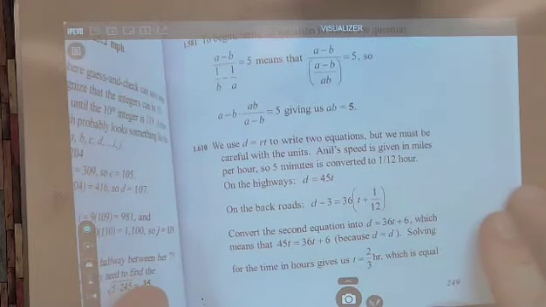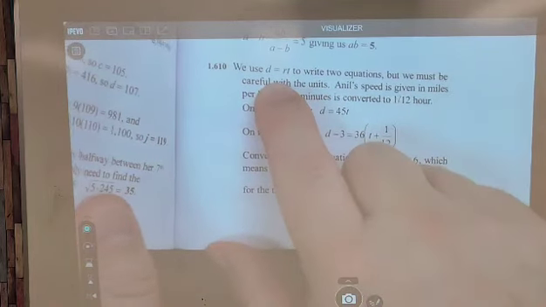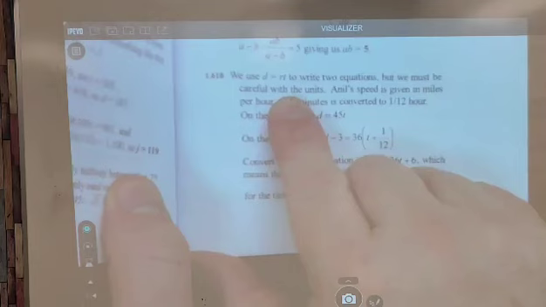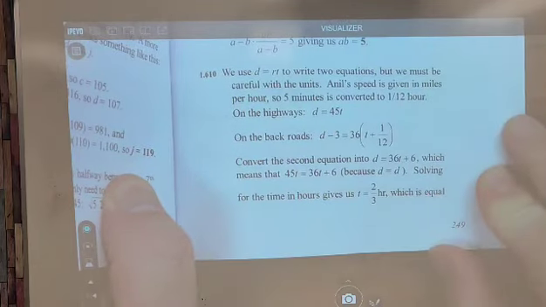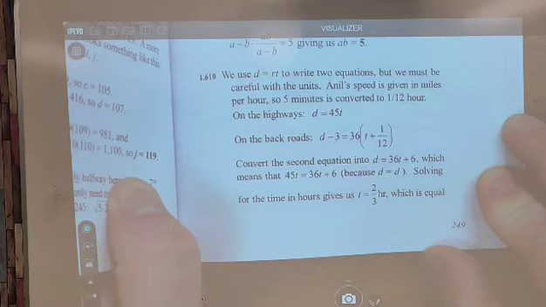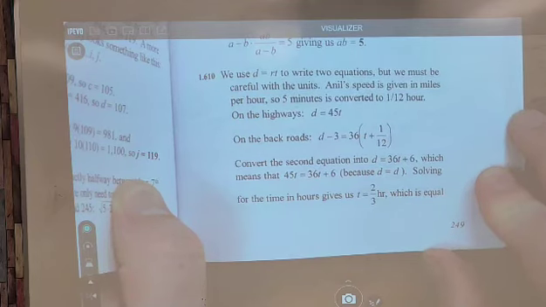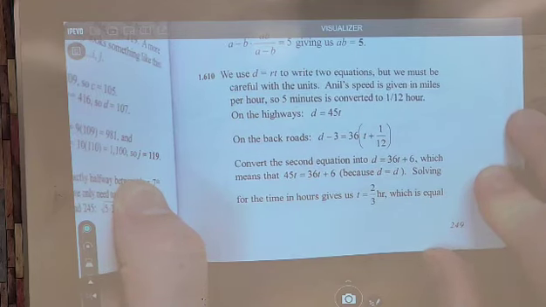Okay, so yep, they say we use D equals RT, sorry, this thing is so slow, to write 2 equations, but we must be careful with units. Anil's speed is given in miles per hour, so 5 minutes converts to 1/12 of an hour. On highways, D equals 45 times T. On back roads, it's D minus 3, because the distance is 3 miles less, equals 36 times T plus 1/12.